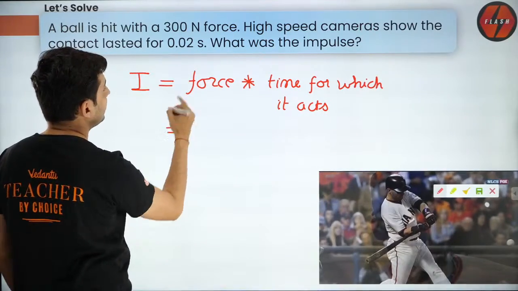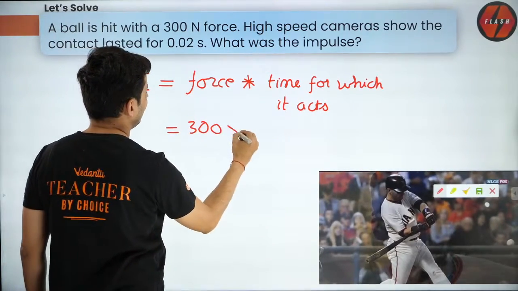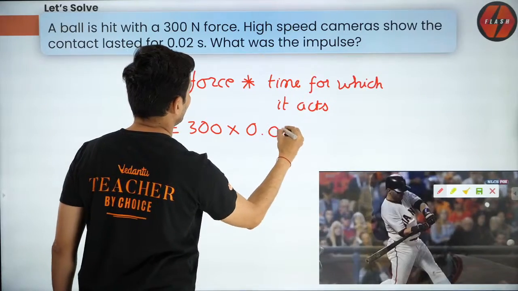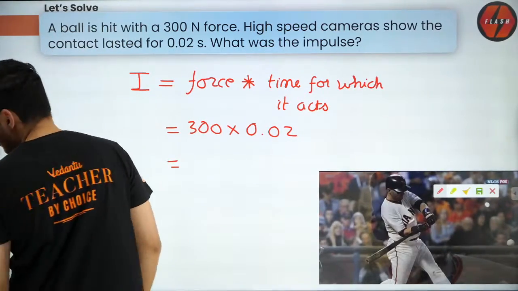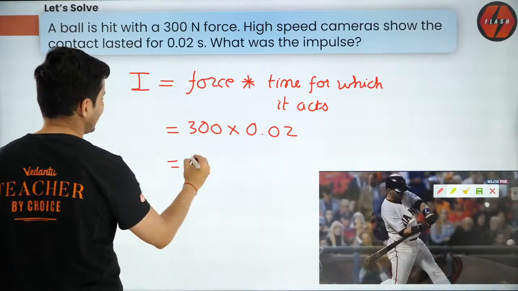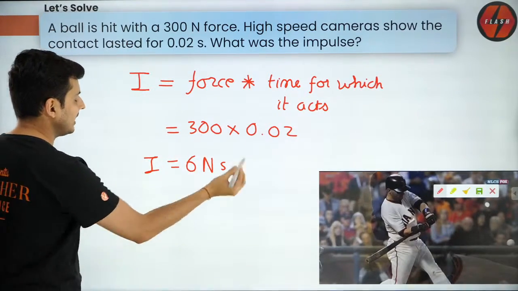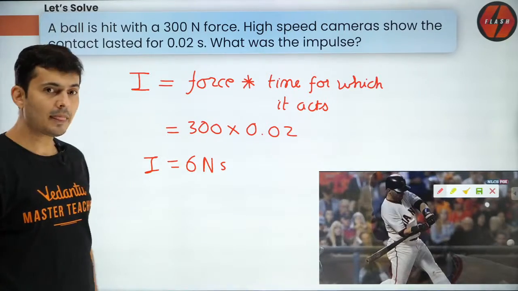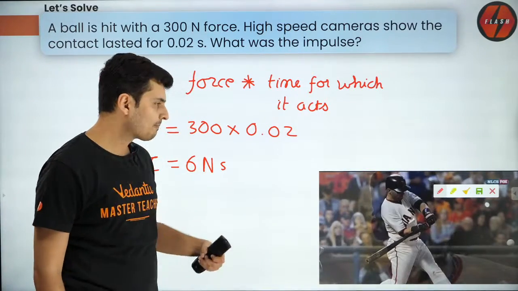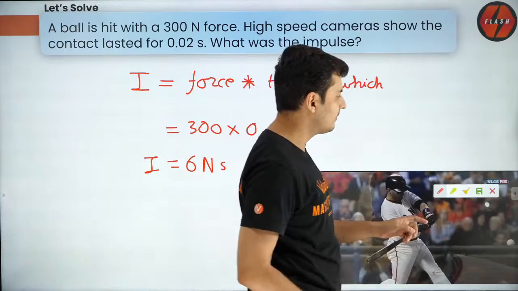And what is the force acting on it? Well, that is 300. And what's the time for which it acts? It's 0.02. So guys, what should be the answer? Yes, very good. 6 Newton second. Already most of you have got it. So that is the correct answer, guys. I hope this is clear. So that's the impulse. Let's go to the next question then.